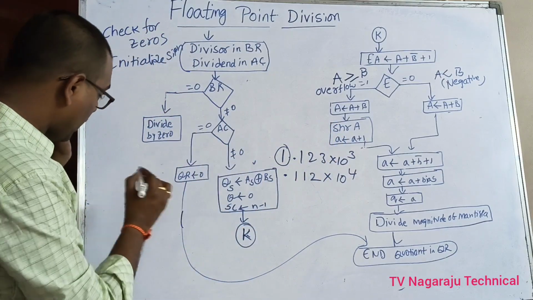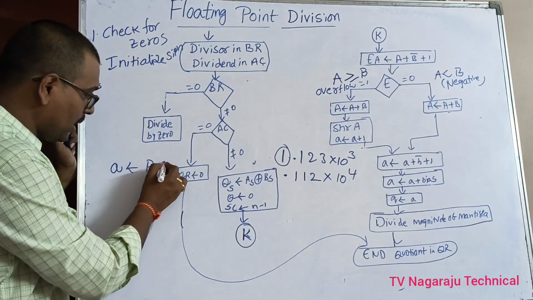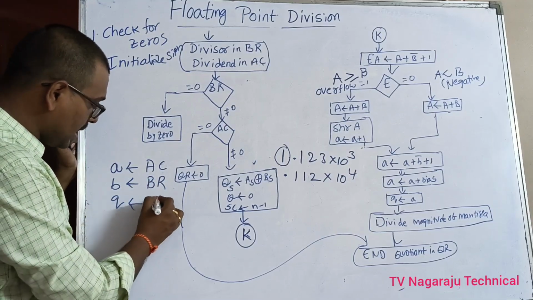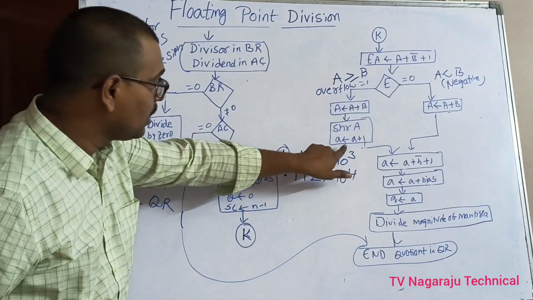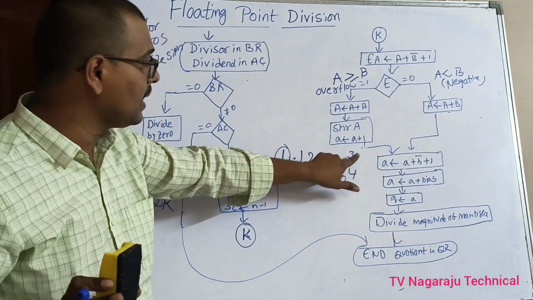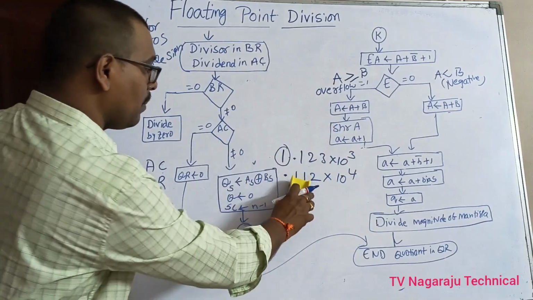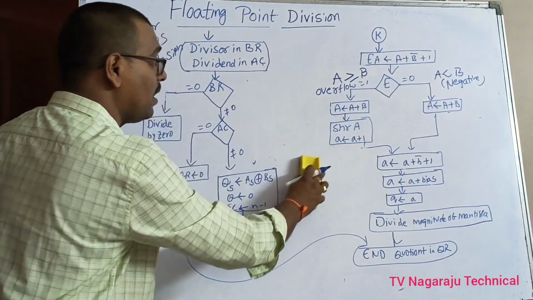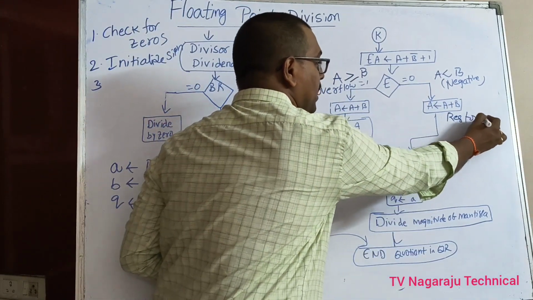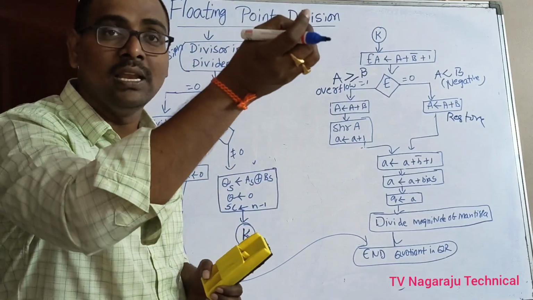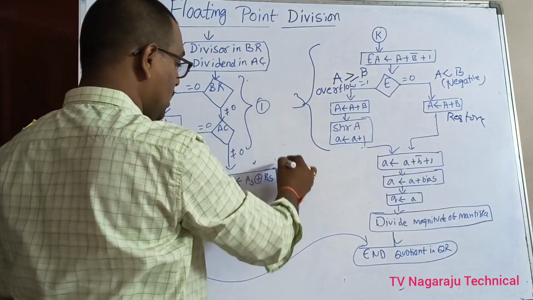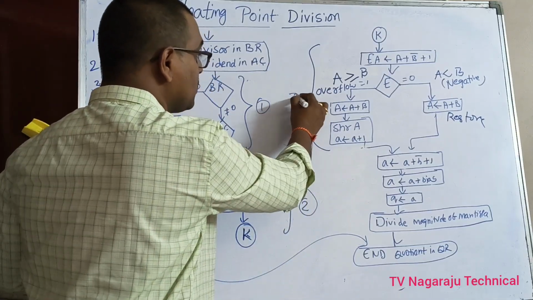Now what is A? My assumption is A is the exponent of AC, B is the exponent of BR, small q is the exponent of QR. Where is my dividend? My dividend is in AC, so I am incrementing the exponent of A. By this, the overflow situation is avoided, and if it is negative, directly perform the restore operation, that is, we move back to the original dividend. This is the third step. So comparison is my first step, initialization is the second step, and this is my third step.